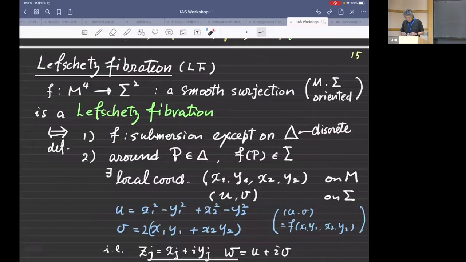So the Lefschetz fibration, most of you know very well, but we also have a higher dimensional concept. In this case, we have a map from a four manifold to a two manifold, and we assume the four manifold has some orientation. The map is called a Lefschetz fibration if the critical points are isolated and of this form. So if we can find local coordinates around this critical point on the four manifold and also on the target manifold, so that it is like a holomorphic Morse critical point, that's a Lefschetz fibration.